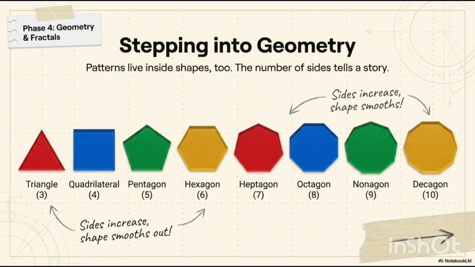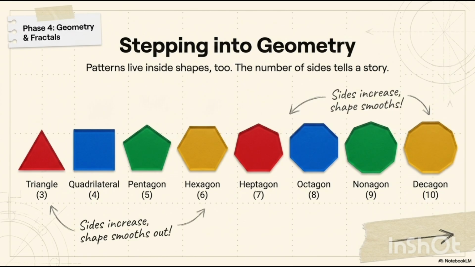Now let's go to the shapes. A shape which has 3 sides is known as a triangle, as you know, and after 3 is 4. That is a quadrilateral, which is just like a square, and then a pentagon has 5 sides, and then a hexagon comes with 6 sides, then a heptagon has 7, and an octagon has 8, a nonagon has 9 sides, and at last the decagon has 10 sides.